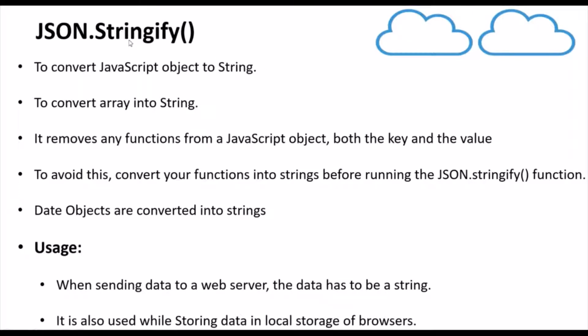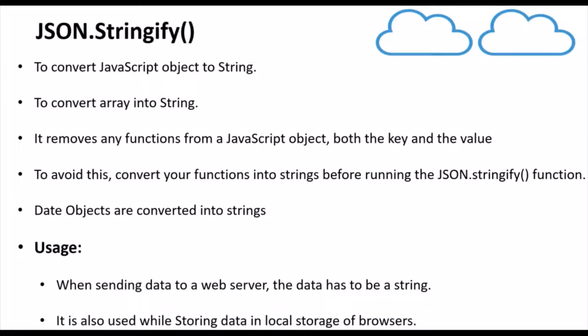So let's look into JSON.stringify first. It is used to convert a JavaScript object to a string. We can even convert an array into a string using JSON.stringify. While converting an object into a string, if there is any function present in the object, it removes that particular function. So the end string won't have the functions in it.